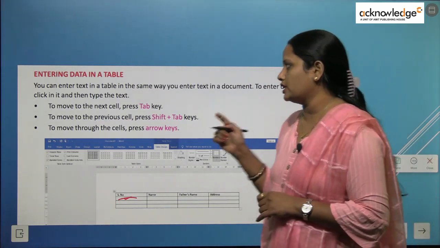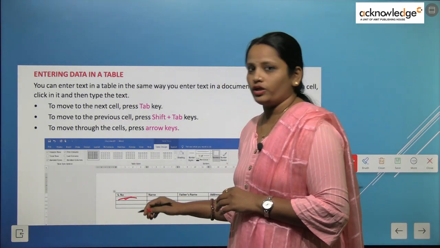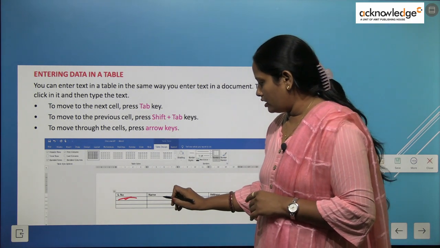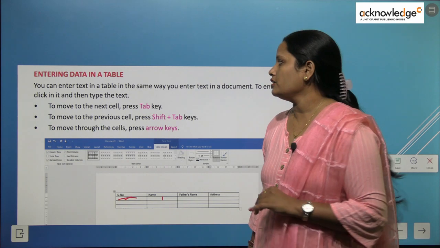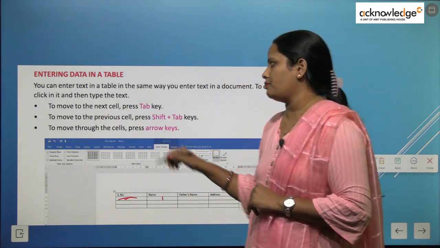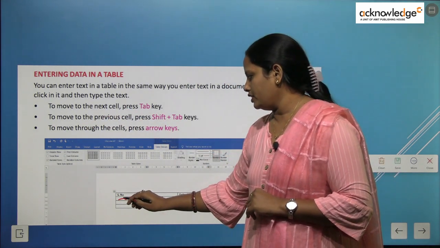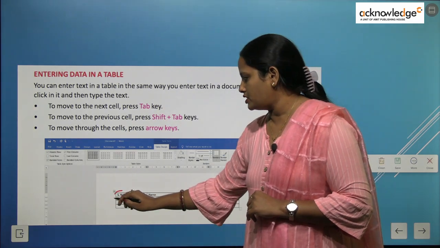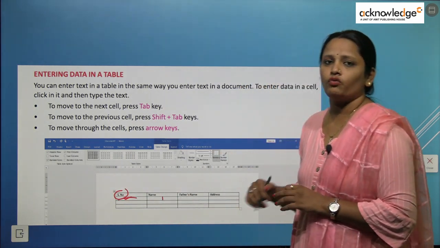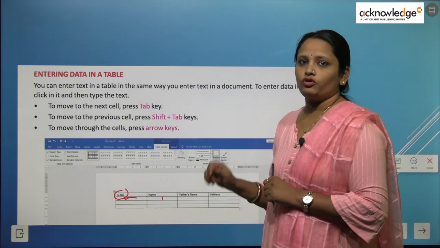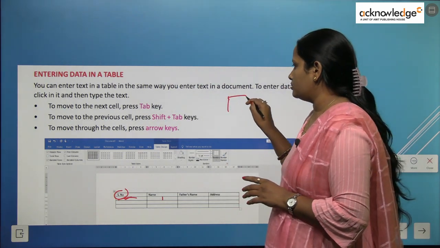I have to do a single click here, and after doing that we can see a cursor will come like this and we can type whatever we want. To move to the next cell, press the tab key. So I have written here the serial number. Now I want to go to this name. What do we have to do? We have to click the tab button.